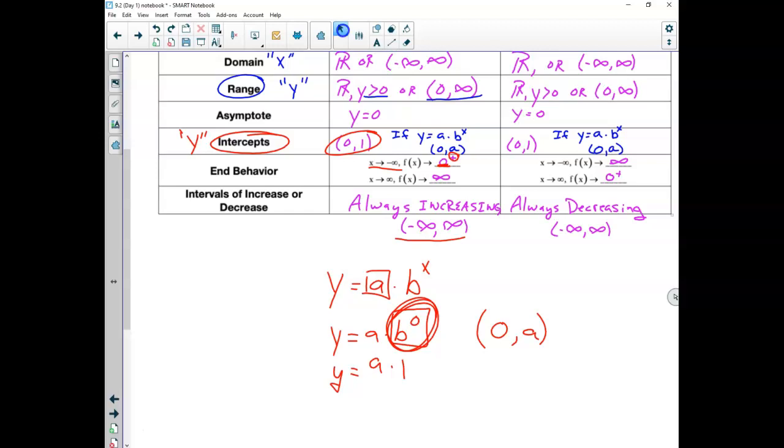That's why I said be careful, okay? In this problem, our a value was always 1, but they're going to change on you, all right?